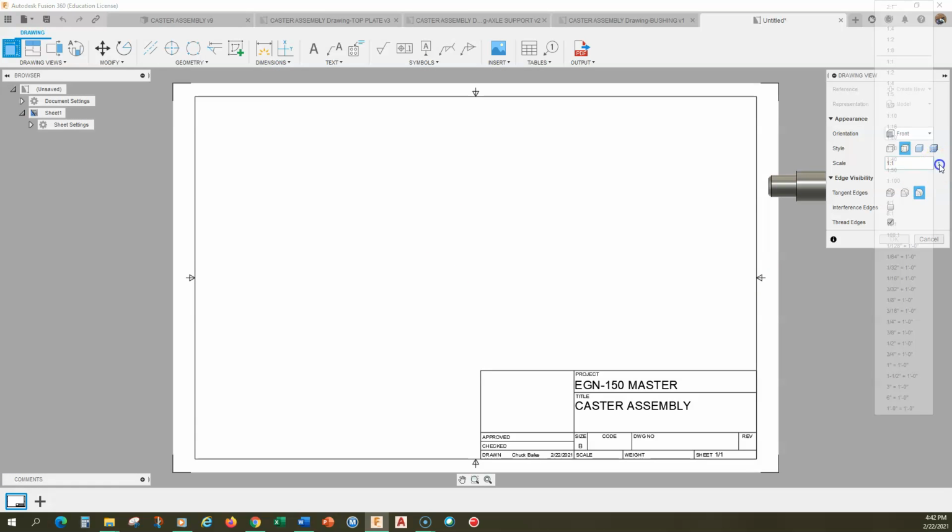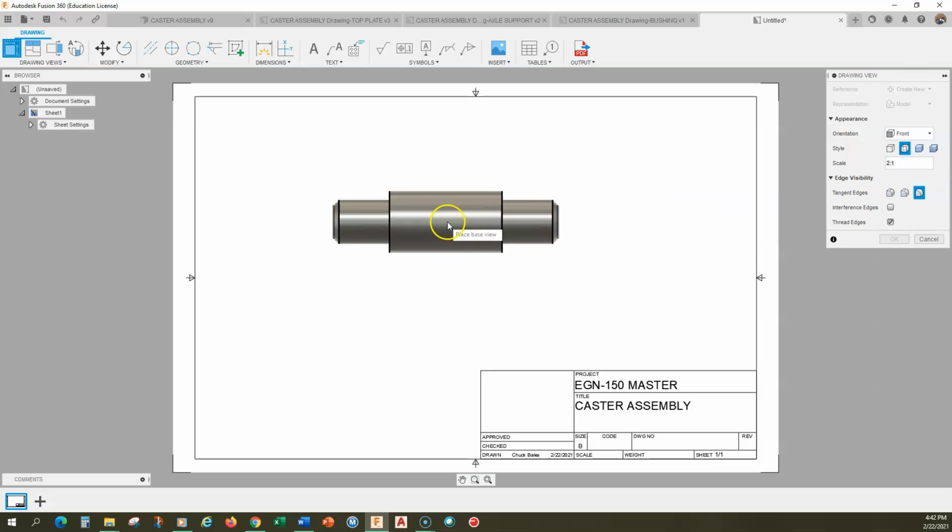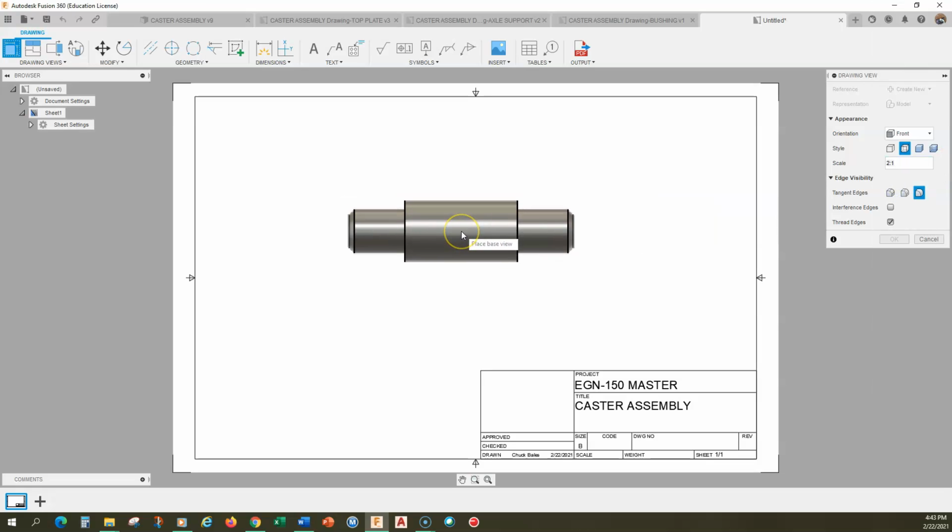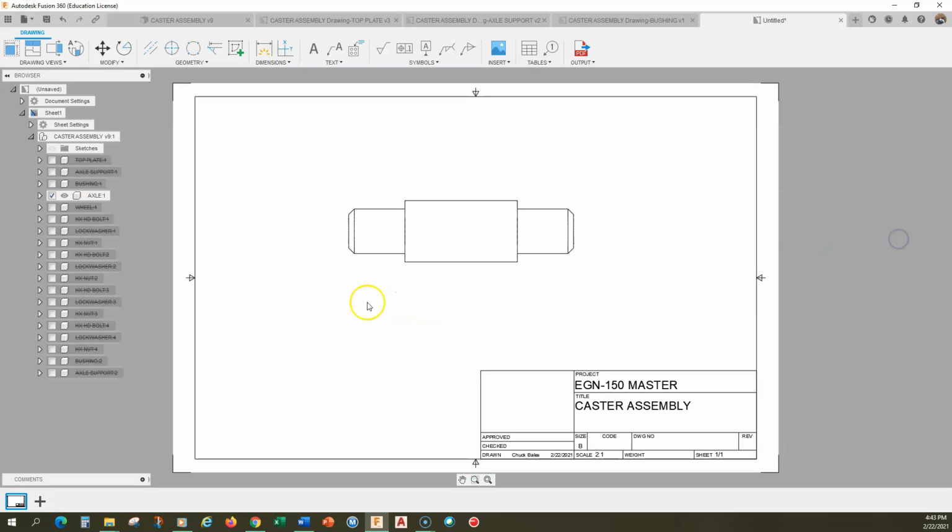And I think we can bump this up to 2:1 also. All right, this is going to be a single view drawing. We do not need a side view of an axle, of this axle in particular, right? It's a very simple part. We don't need to complicate things, so we'll put the center mark in there. Center line, I should say. And we'll stretch that out.